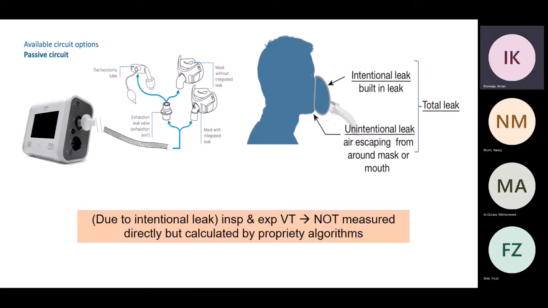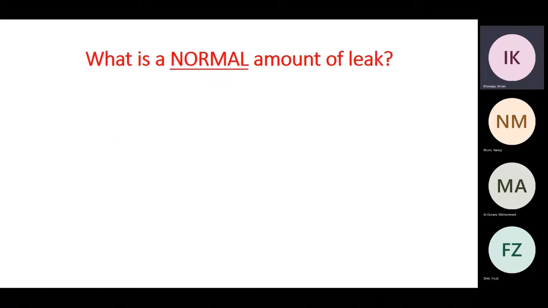You can wonder, if it is not a closed system and there is intentional leak, how does the machine calculate the expiratory tidal volume? By the way, there isn't any direct way that the machine measures your expiratory tidal volume, to which you are gearing all your pressure support intervention. It is calculated by some kind of proprietary algorithm built into the machine itself, okay? Taking into consideration everything, including the unintentional leak.